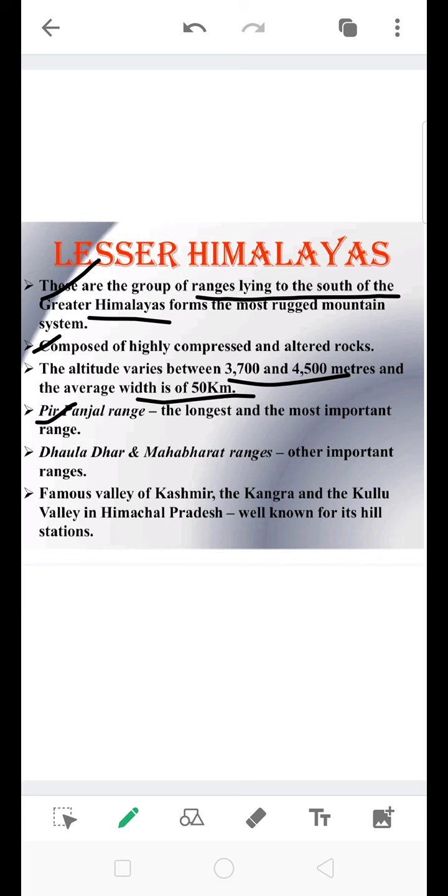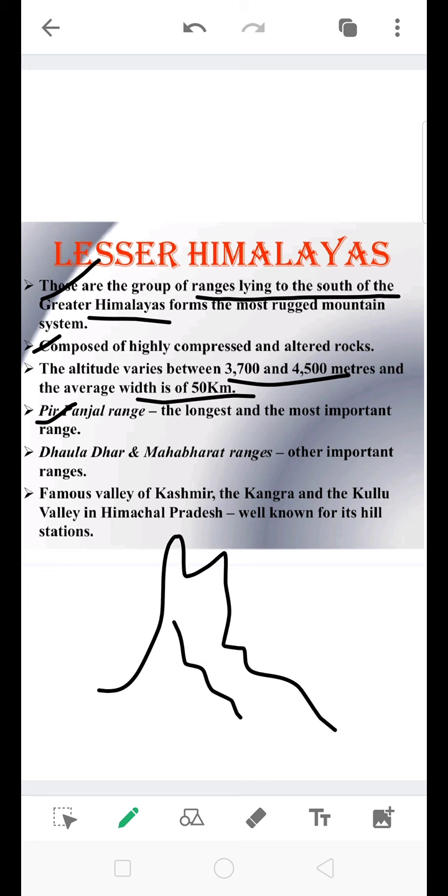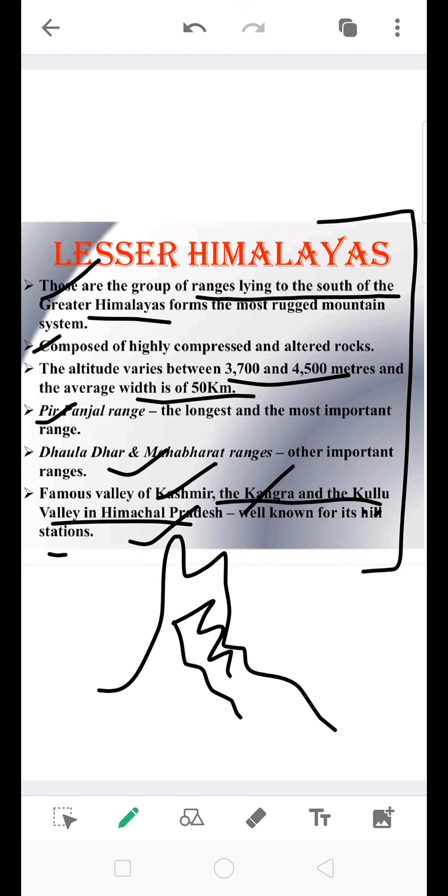The Pir Panjal range is the longest and the most important range we have in the Lesser Himalayas. So if these are your Lesser Himalayas, we have the Pir Panjal range over here, which is the longest one. Dhauladhar and Mahabharat ranges are the other important ranges. The famous valley of Kashmir, the Kangra and the Kullu valley in Himachal Pradesh are well known for their hill stations. So we all know that in the Lesser Himalayas, Kashmir Valley, Kangra, Kullu Manali in Himachal Pradesh are very well known. All these places are situated in the Lesser Himalayas.